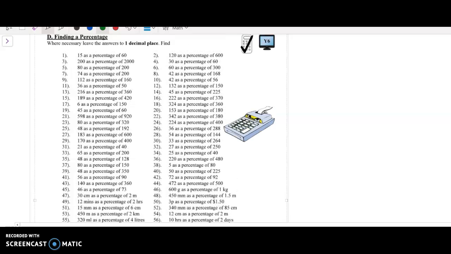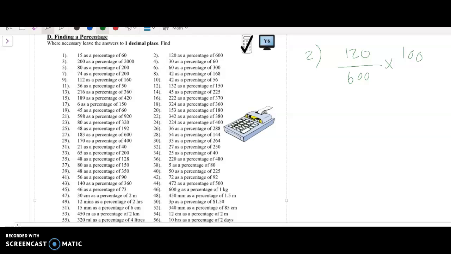We are looking at finding a percentage. So let's have a look. Question 2. 120 as a percentage of 600. It's out of 600. So we are going to say, what is 120 as a percentage of 600?